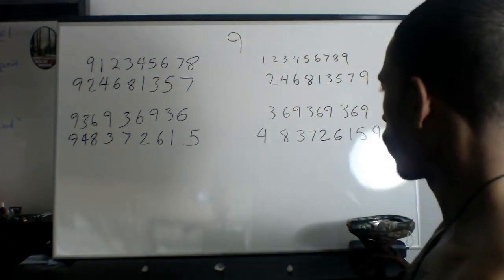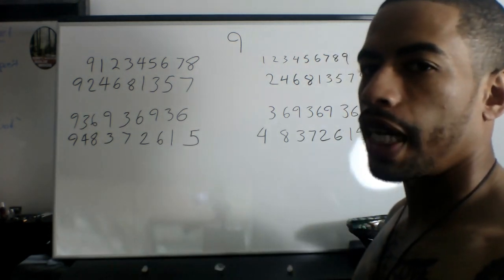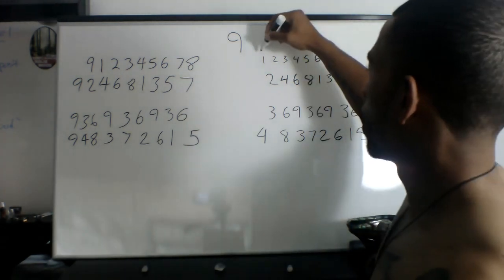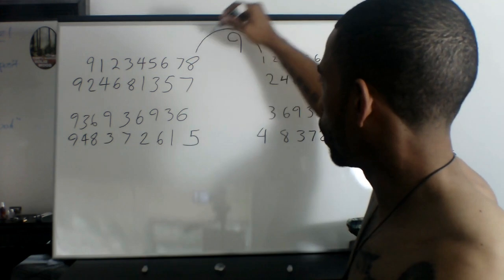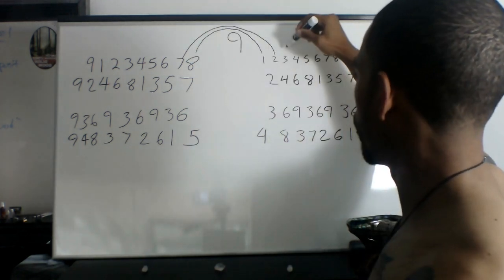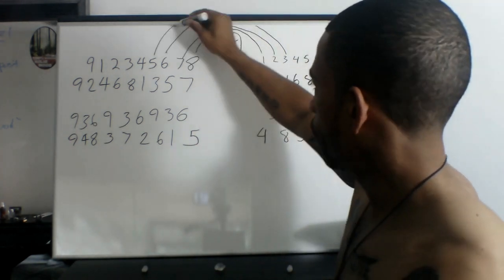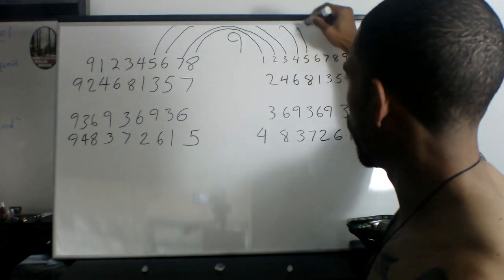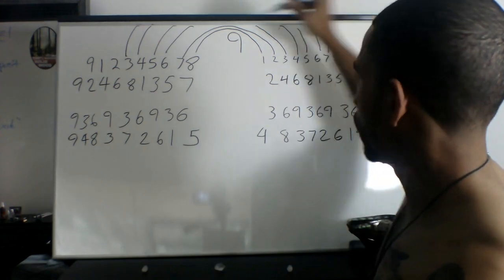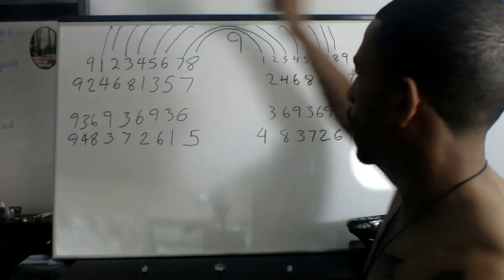So another amazing thing, let me show you the beastliness of 9, is this. Look at how it's set up. 8 and 1 is 9. 2 and 7 is 9. 3 and 6 is 9. 5 and 4 is 9. 5 and 4 is 9. 3 and 6 is 9. 7 and 2 is 9. 8 and 1 is 9, 9 and 9.